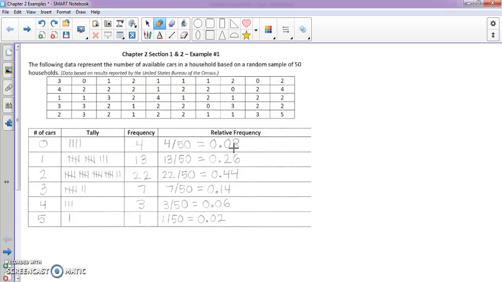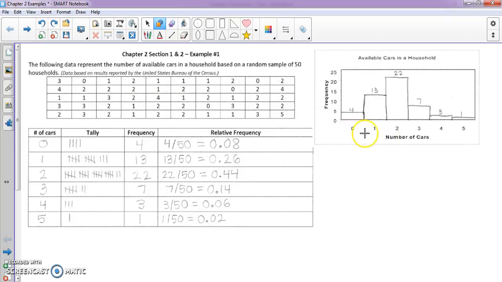So I could create a relative frequency distribution. In that case, it would be the number of cars column, and then the relative frequency column, so just the decimal values. I don't need to show all of my work there. So now I can create a histogram. This is going to look very similar to bar graphs, except my bars are actually going to touch this time. So let's go ahead and reveal that.